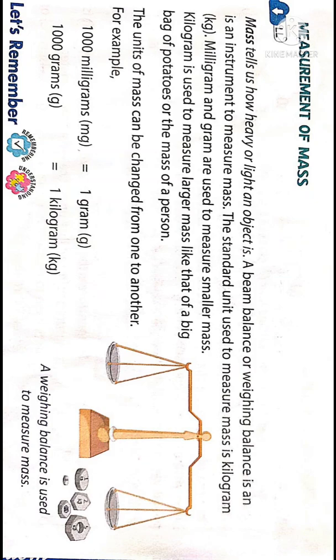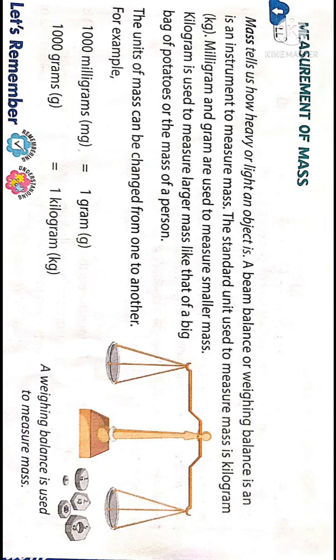Okay children, now we are going to see how we measure mass of an object. First of all, what is meant by mass children? Mass tells us how heavy or light an object is. See the picture children, that is a weighing balance. So a beam balance or weighing balance is used to measure the mass of an object.